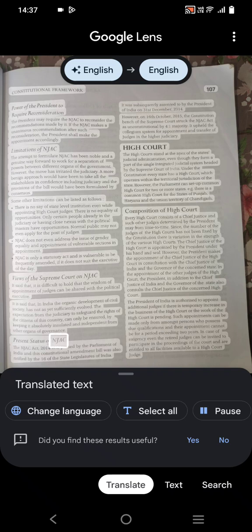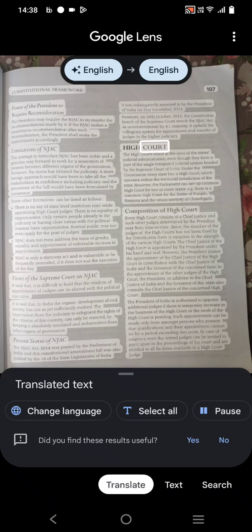Present status of NJAC. The NJAC Act, 2014 was passed by the Parliament of India, and this constitutional amendment bill was also ratified by 16 of the state legislatures of India. It was subsequently assented to by the President of India on the 31st of December 2014. However, on the 16th of October 2015, the Constitution Bench of the Supreme Court struck down the NJAC Act as unconstitutional by a 4-1 majority. It upheld the collegium system for appointment and transfer of judges in the higher judiciary.